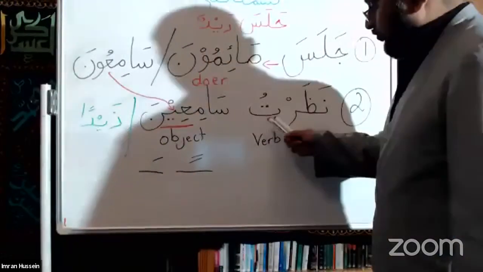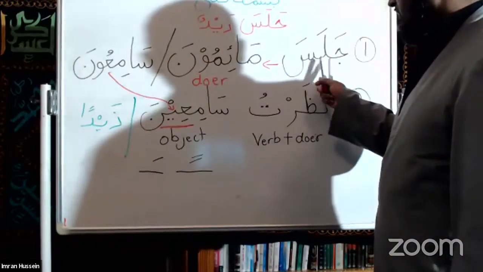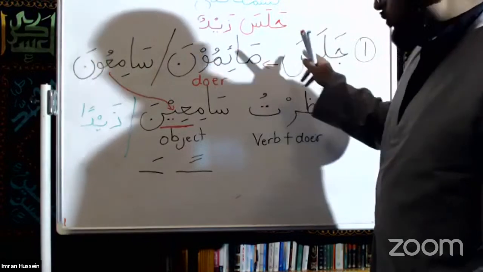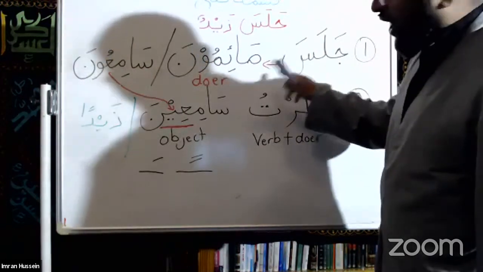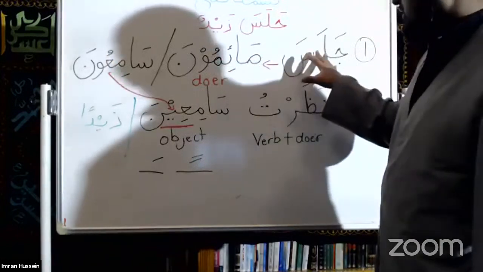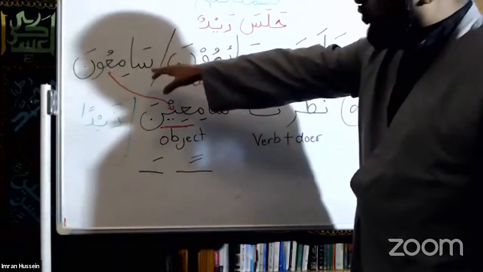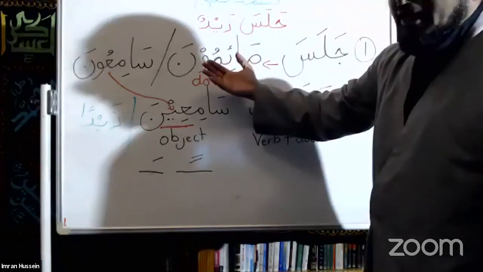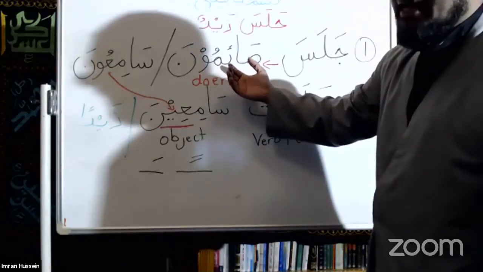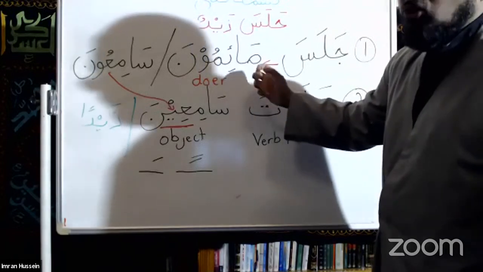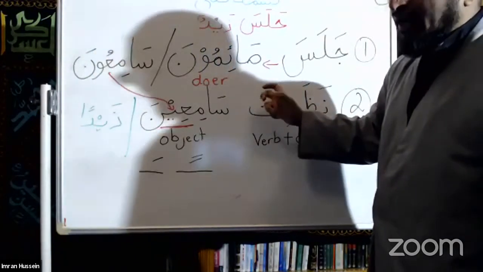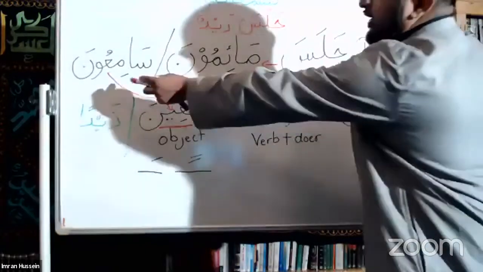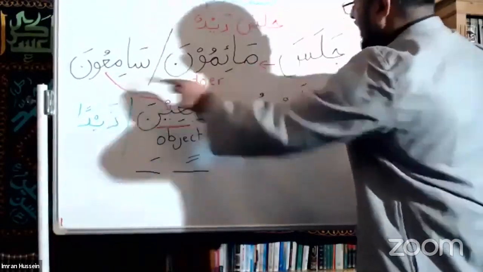Now here, nadartu, first of all, in this sentence, we had jalasa as the verb, and every verb requires either the pronoun in the verb to be the doer of the action, or the noun can be visible. So in this sentence, the word sami'una is the noun who did the action. For example, in English, we could say he sat, or Zayd sat. Sometimes you have a pronoun, and sometimes you can have a physical noun, the name of a person who does the action. So here, Sami'una is the one doing the action of sitting.